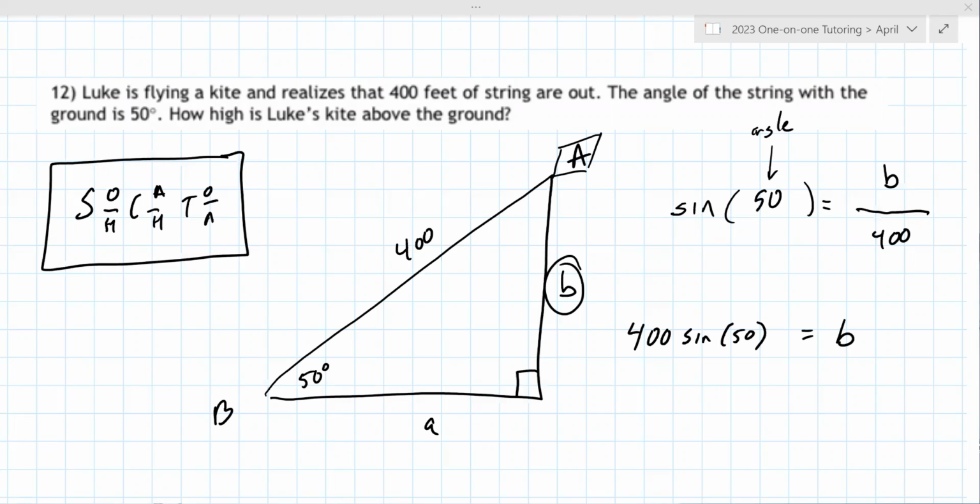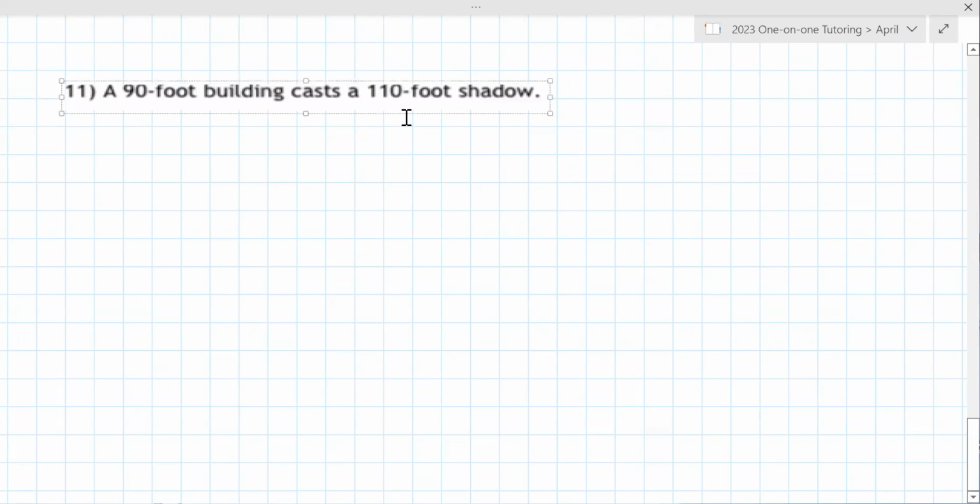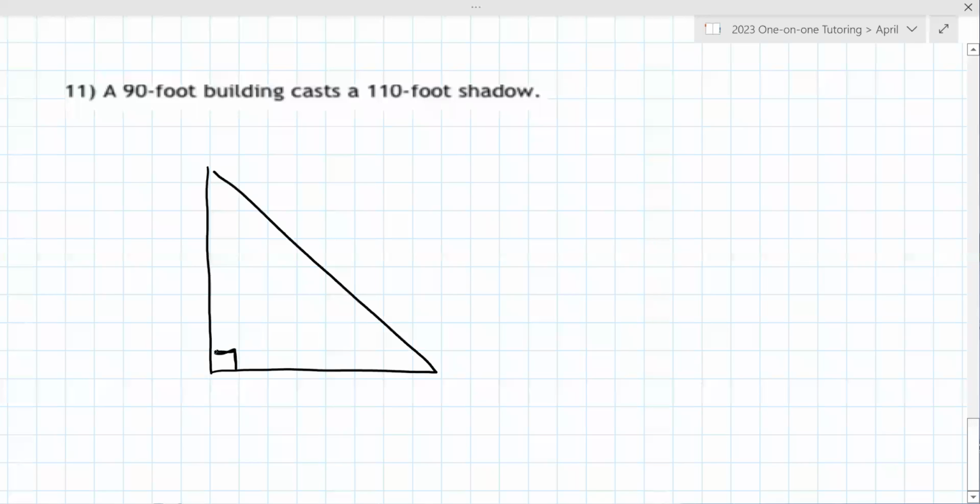All right, let me try to grab a short one here. We are running out of time. All right, go ahead and set up the drawing for this one, please. It is another right triangle here. Okay, 90-foot building. Hypotenuse 110, vertical 90. Solve for x. So I can just do Pythagorean theorem for that one, even if I wanted.